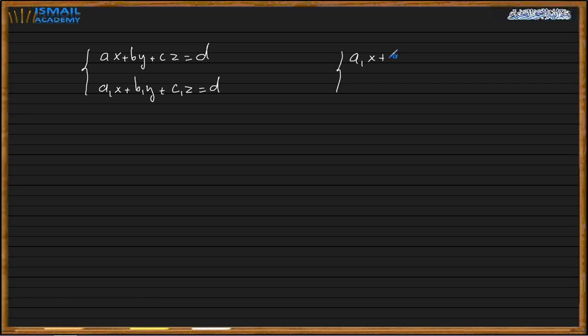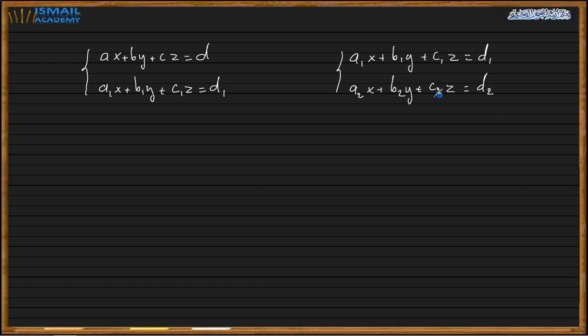a1x plus b1y plus c1z equal d1, and a2x plus b2y plus c2z equal d2.